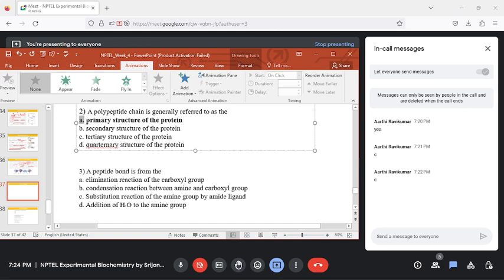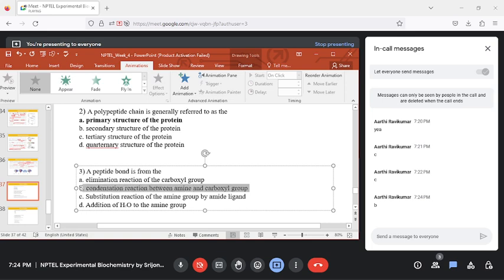Okay, the next question says, a peptide bond is formed from the elimination reaction of the carboxylic group, the condensation reaction between amine and carboxylic group, the substitution reaction of the amine group by an amide ligand, or the addition of H2O to the amine group. This is an easy question. I guess you can answer it right. Yes, the condensation reaction occurs between the amine group of one amino acid and the carboxylic group of the other amino acid. So the condensation reaction, that is, the loss of water, is occurring. So that is the right answer.